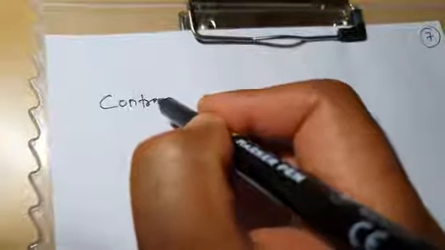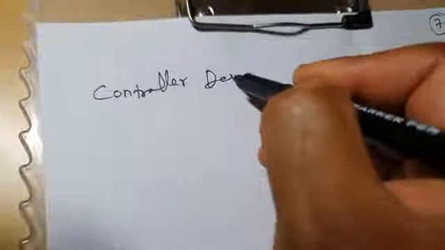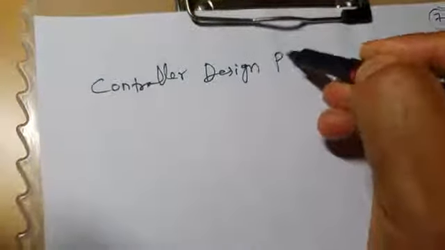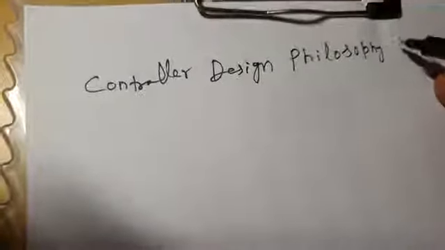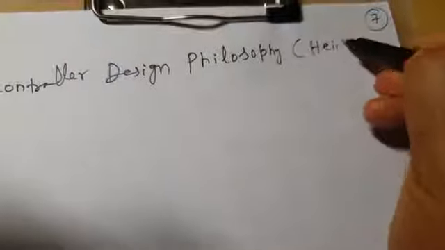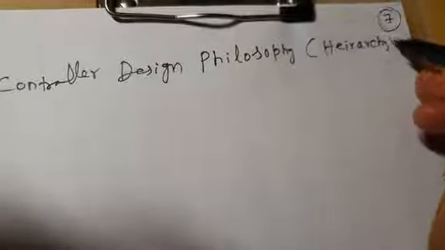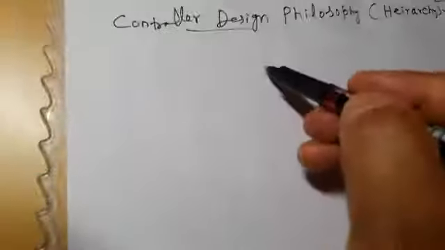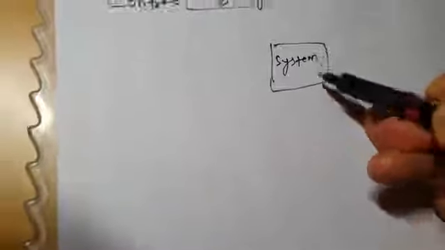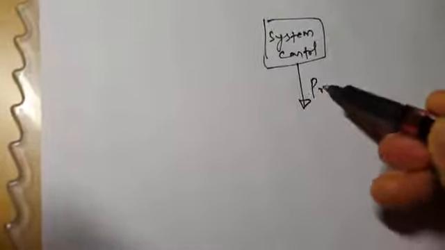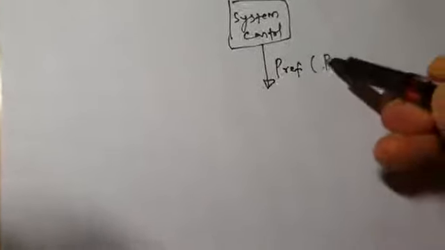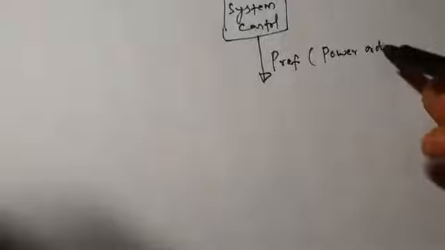Now let us discuss, with the help of a block diagram, controller design. When we design the controller, what is the philosophy of controller design? Controller design philosophy, or I will write, controller design hierarchy. That will be clear with the help of this block diagram. This is our system. Let me first draw, then I will try to explain it. This is system control. System control gives rise to reference power. This is called power order reference.